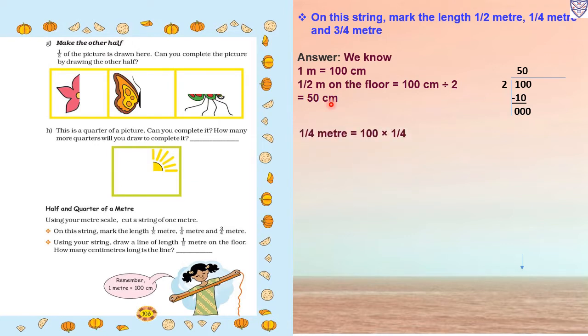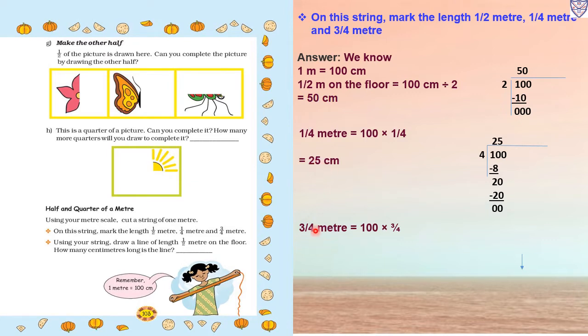Then we have to mark 1/4 meter. So that means 100 multiplied by 1 upon 4. So we will divide 100 divided by 4. First we will take 10. 4 2s are 8. So 10 minus 8 we will get 2 and the other 0 we will carry down. So it will become 20. In the 4 table, when 20 will come, 4 5s are 20. So we will get 0. So at which centimeter will we mark 1/4 on the string? That is 25 centimeters.